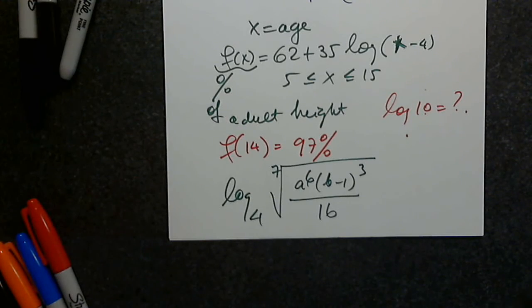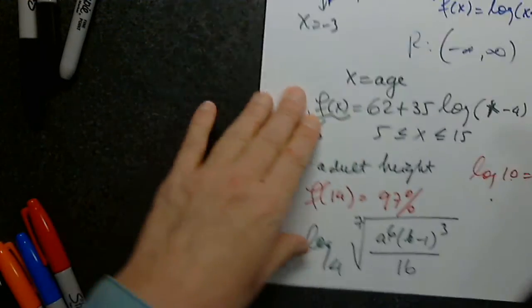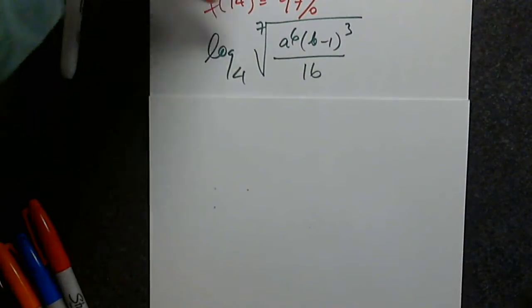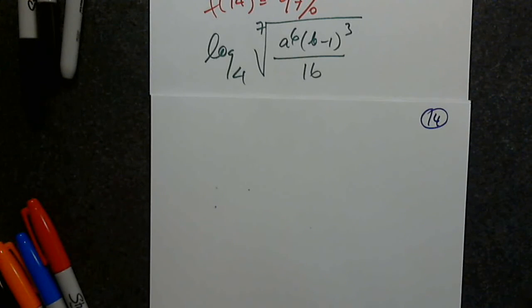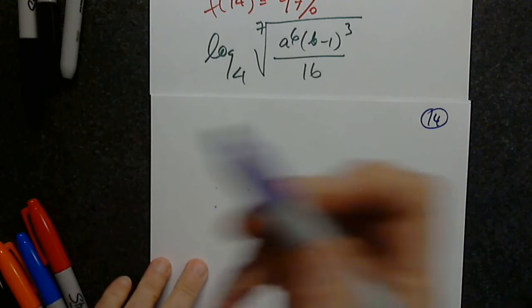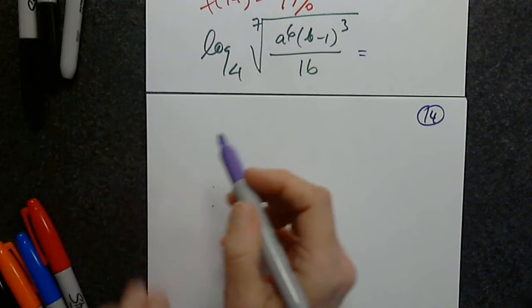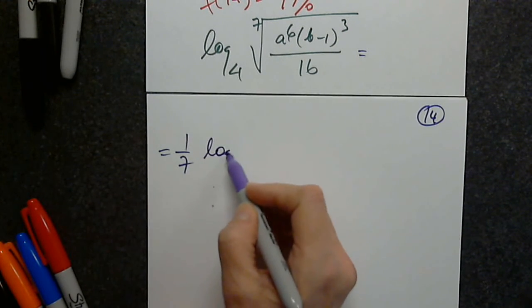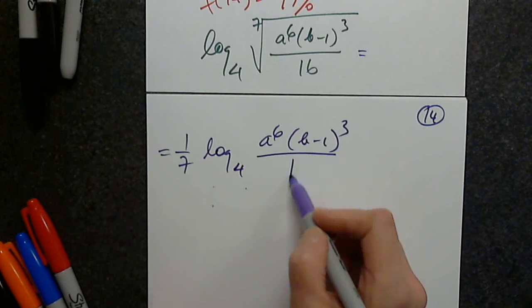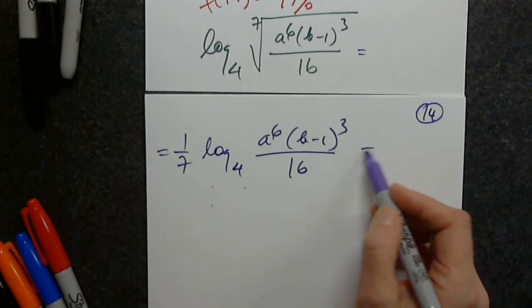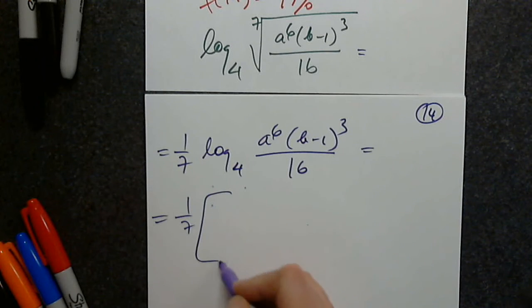Ready? Where do we start? With the 7th root, which is 1/7 in front. Very good, awesome. And then leave it alone. It can wait outside patiently. Now what?